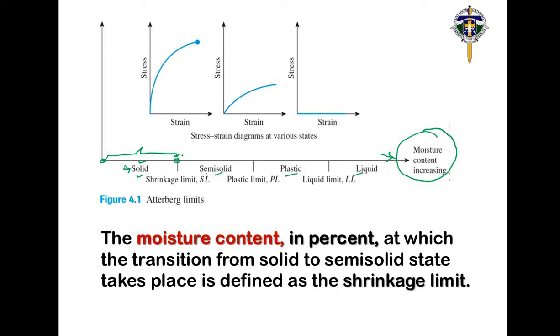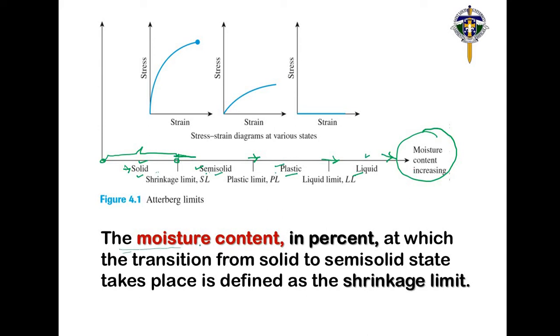Now, if we add water to it, from solid, the state of the soil becomes semi-solid. If we keep on adding moisture content, from semi-solid, the state of the soil will become plastic. And if we add further moisture content, from plastic, the soil will become liquid. So these are the four states: solid, semi-solid, plastic, and liquid. And it depends on the moisture content.